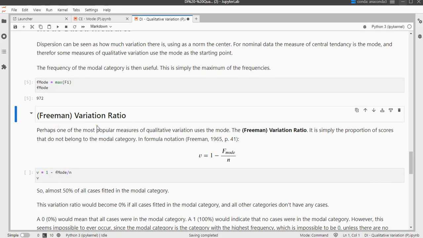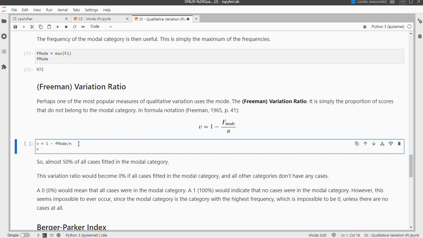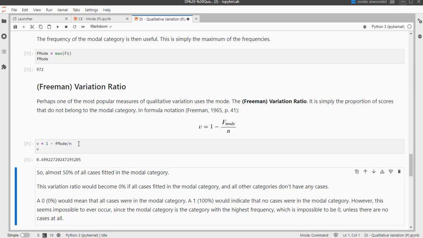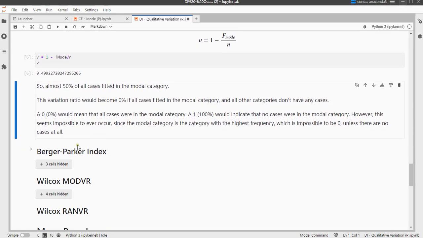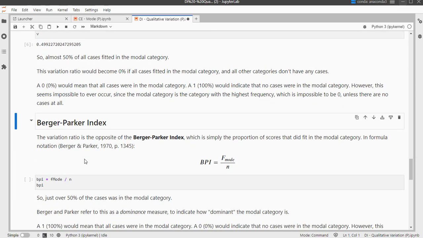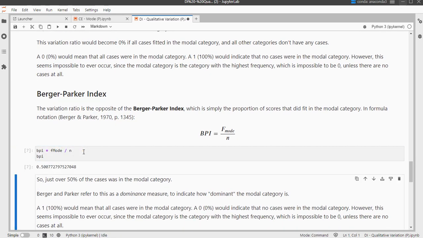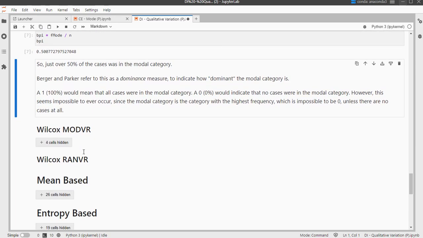The Freeman or variation ratio is simply the percentage of cases that are actually not in the modal category. So we'll simply do 1 minus the frequency of the mode divided by the sample size. And that's all there was to it. The Berger-Parker index is slightly different. It doesn't do the 1 minus, and that's the only difference. So it's actually the percentage that is in the mode.